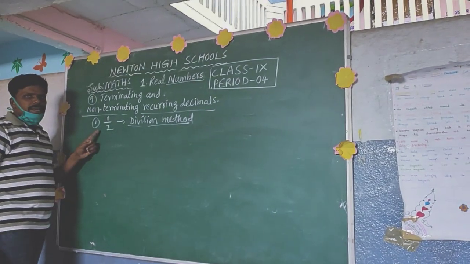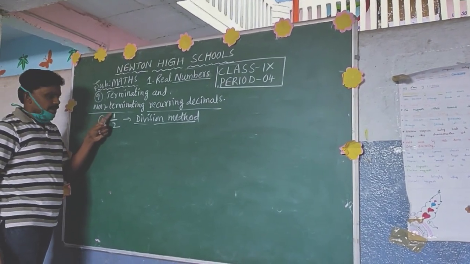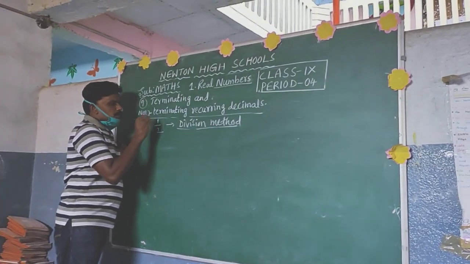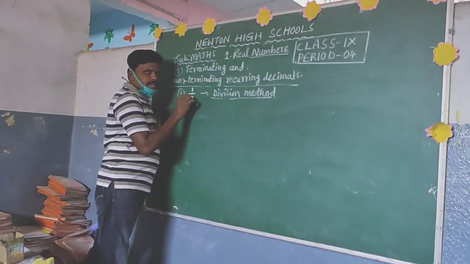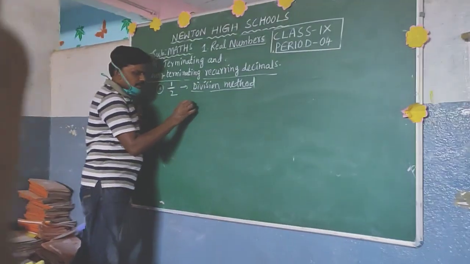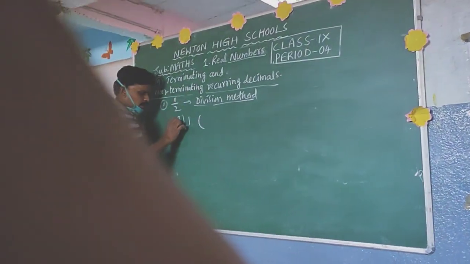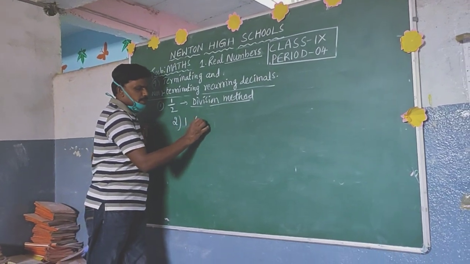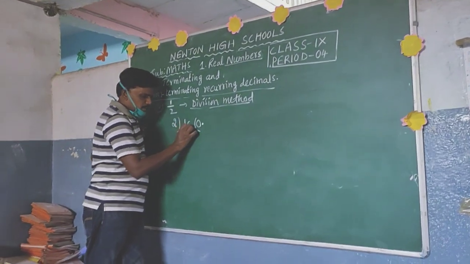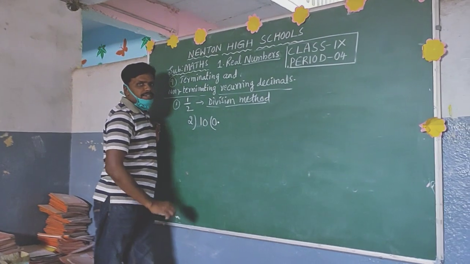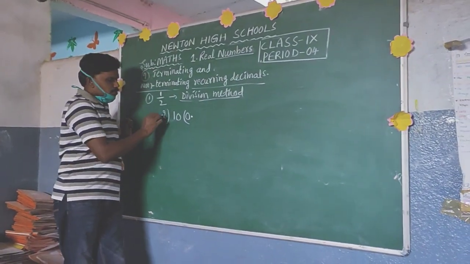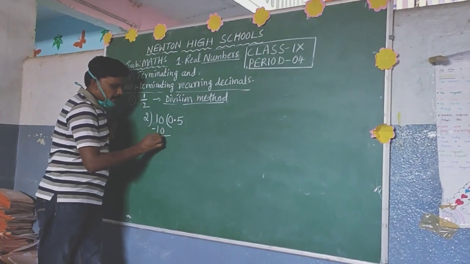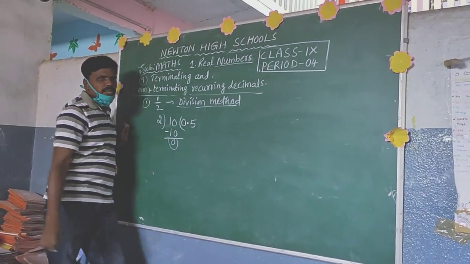What is the numerator here? Yes, 1. Very good. What is the denominator? 2. So numerator we have to divide with the denominator. So 1 we have to divide with 2. But 1 is smaller than 2. It is not possible. Then you have to put the decimal point here. We'll get 0. Now it is possible to divide with 2. Isn't it? 2 5s are 10. 10 minus 10 is equal to 0.